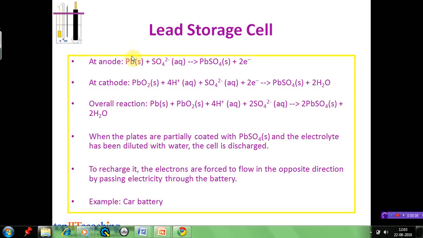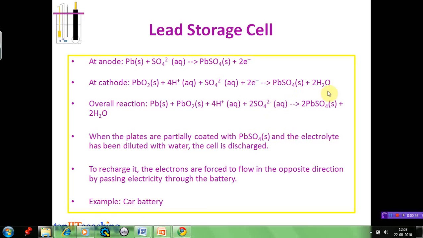Lead storage cell is the most common example of secondary battery. A lead plate acts as the anode, whereas the cathode is formed of lead oxide, and dilute sulfuric acid is the electrolyte. At the anode, oxidation takes place and lead sulfate is formed, whereas at the cathode, reduction takes place and lead sulfate and water are formed. By combining these two half reactions, we can get the overall cell reaction, which is given as this.